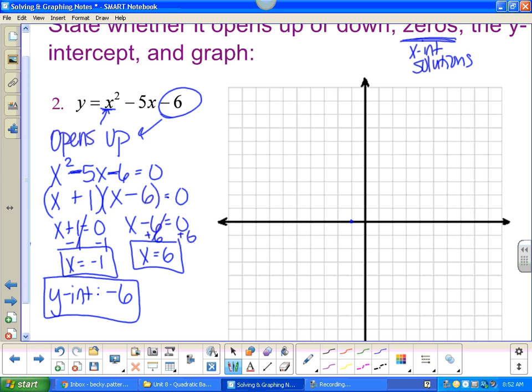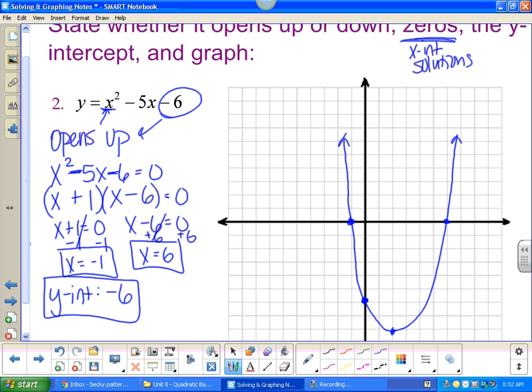So we have an x-intercept at -1, one at 6, and one at -6. So here's the deal. The parabola comes down, hits the y-intercept, bottoms out, comes back up. See, my vertex is somewhere down here. This is just a y-intercept. But you've got to remember that your parabola is symmetrical.